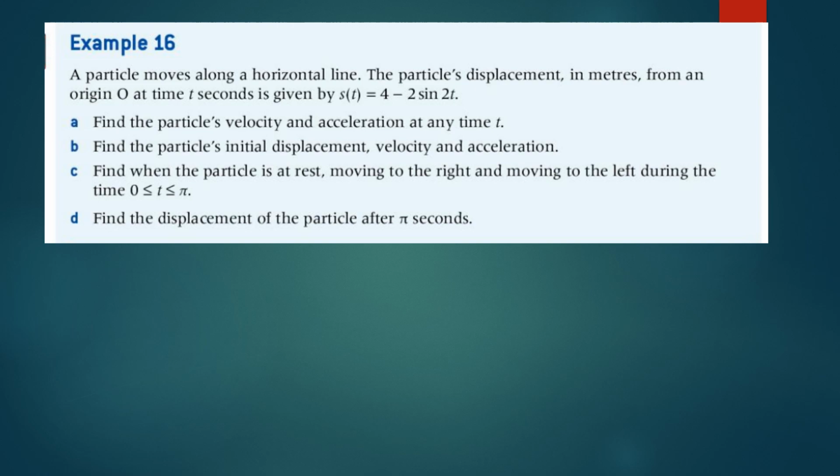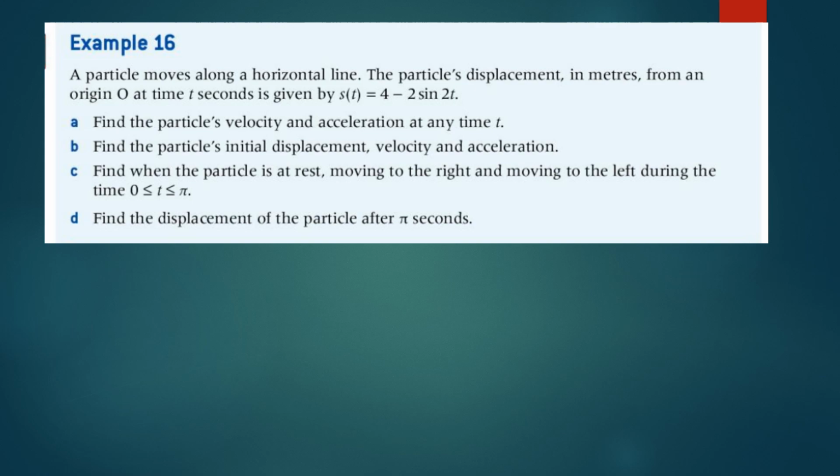Let us discuss example number 16. A particle moves along a horizontal line. The particle's displacement in meters from an origin O at time t seconds is given by the formula S of t equals 4 minus 2 sine 2t. First task is to find the velocity and the acceleration.